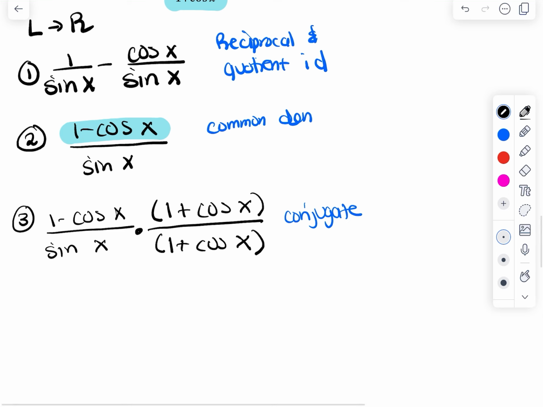Once you use the conjugate, you want to FOIL the top. And I'm going to use little arrows. So remember, FOILing means that you distribute the first term and then you distribute the second term.